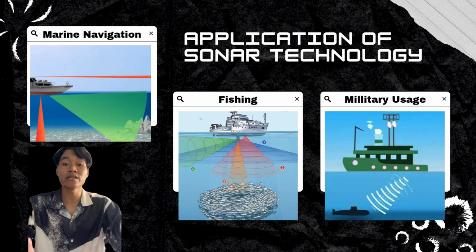Number 2, application of sonar in fishing. Sonar technology has greatly improved fishing by making it easier to find fish and understand underwater structure. Fishermen use devices called echo sounders that send sound waves into water. Overall, sonar makes fishing more efficient and productive.